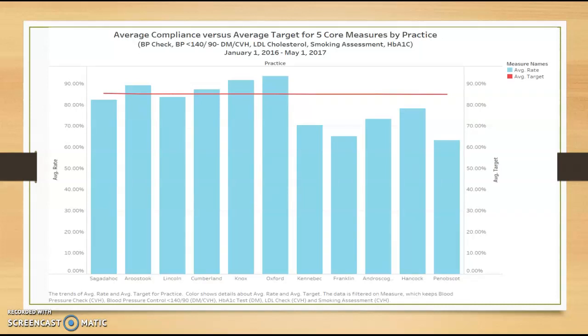This view of the data shows the average rate of compliance for all core measures by practice compared to the average target, which is that red line. As one looks at this view, one can easily see that only 4, Aroostook, Cumberland, Knox, and Oxford, out of the 11 practices, have average compliance rates for these 5 core measures that are above the average target rate. However, this does not tell the full story. To get a better idea of how improvements can be made, one needs to drill down the data more.